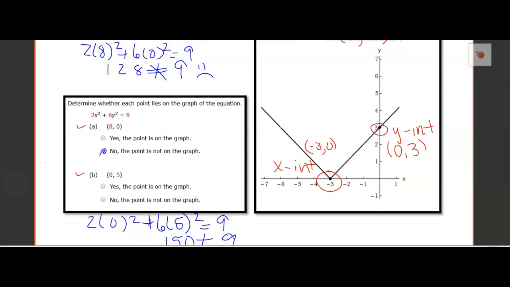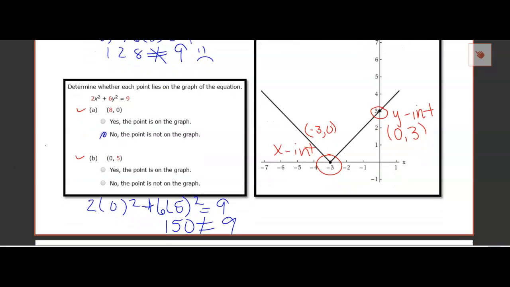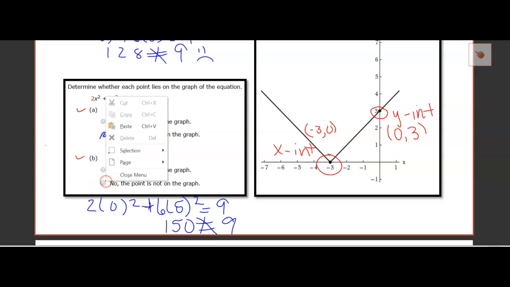When I plugged in 0, 5, 2 times 0 squared plus 6 times 5 squared equal to 9, that one doesn't work out either because I get 150 equal to 9. So neither of those are an ordered pair or a solution to that equation.